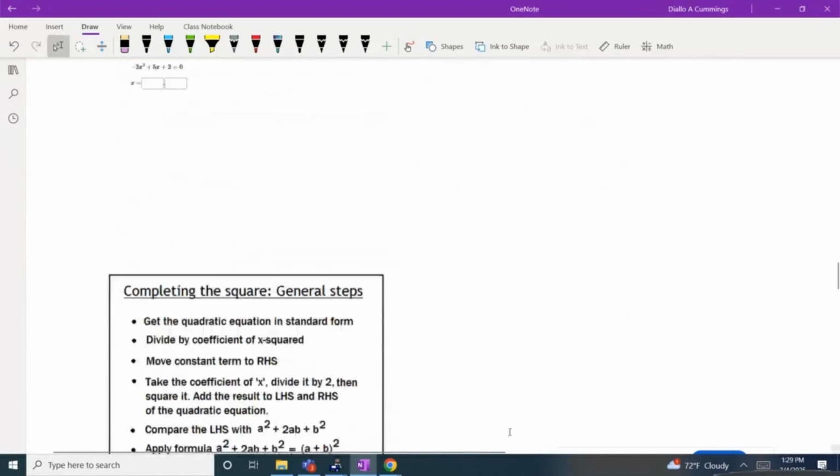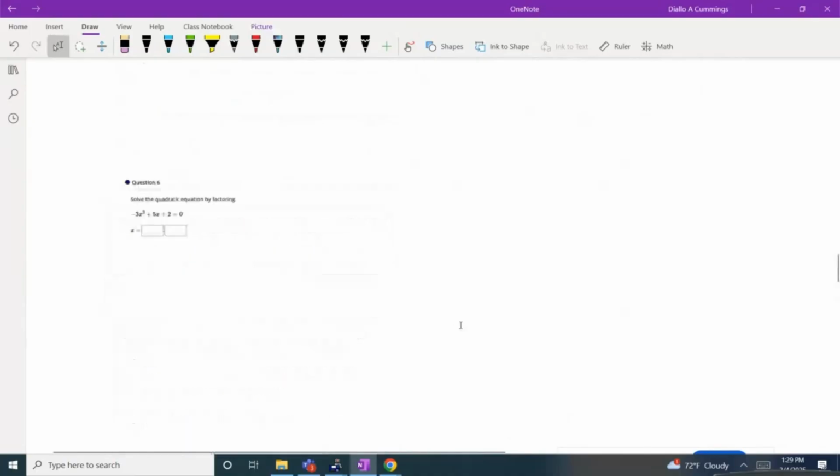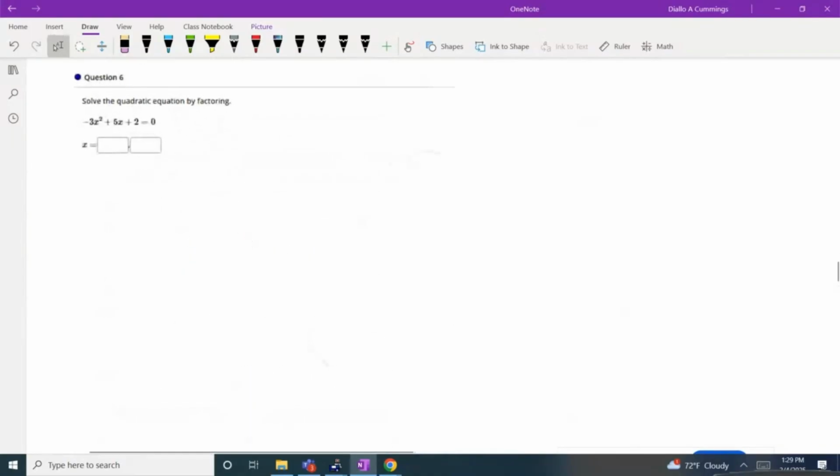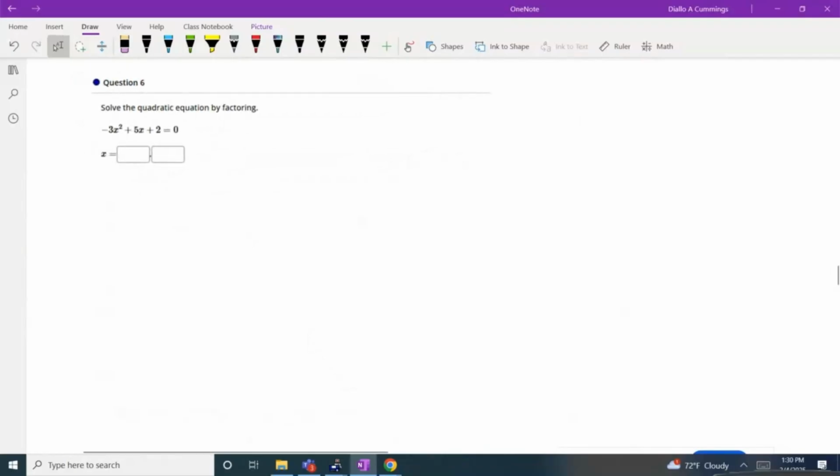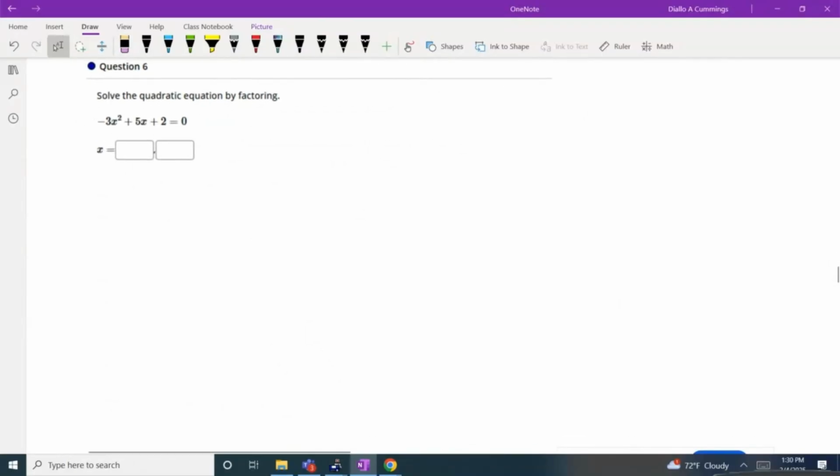All right, so here is the example. It says solve the quadratic equation by factoring. Right, so here they're telling us to solve it by factoring, but you don't actually have to solve it by factoring. You can use a quadratic formula. Right, but this is the factor method.